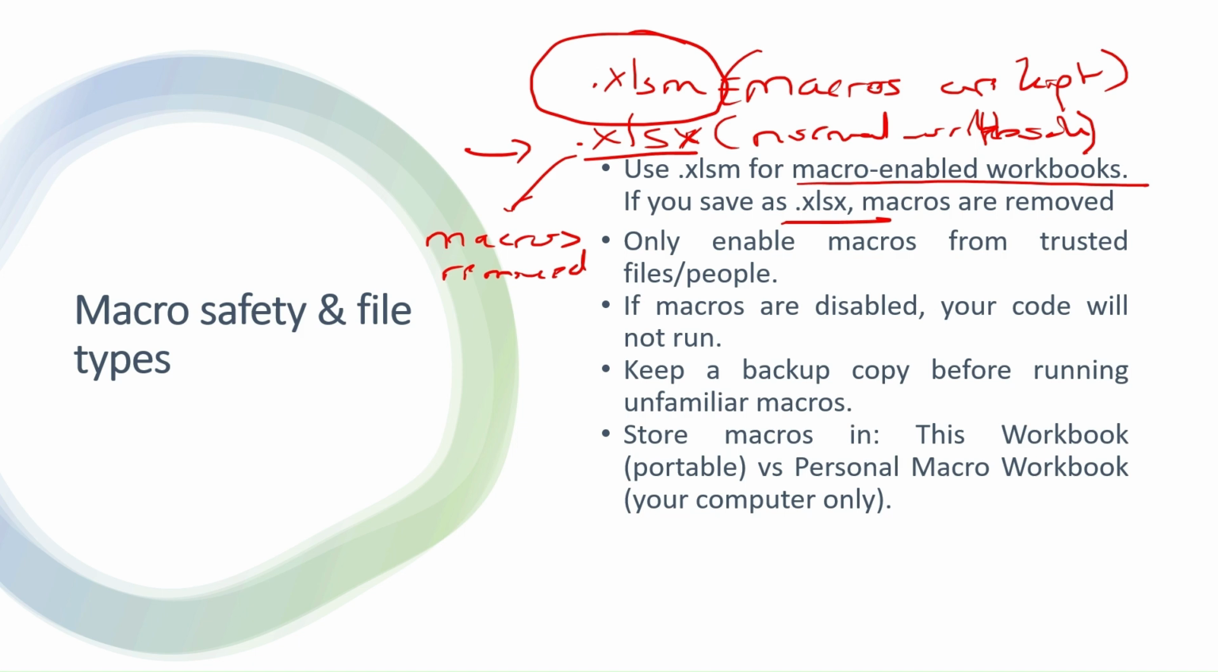The second rule that you have to bear in mind here is to only enable macros from trusted sources. If a file is given to you by someone in an organization, or somebody sends you an Excel file with macros enabled, be careful and ensure that you are opening it from a trusted source. Why? Because macros can automate tasks, but they can also be used to do harmful things if the file is untrusted.